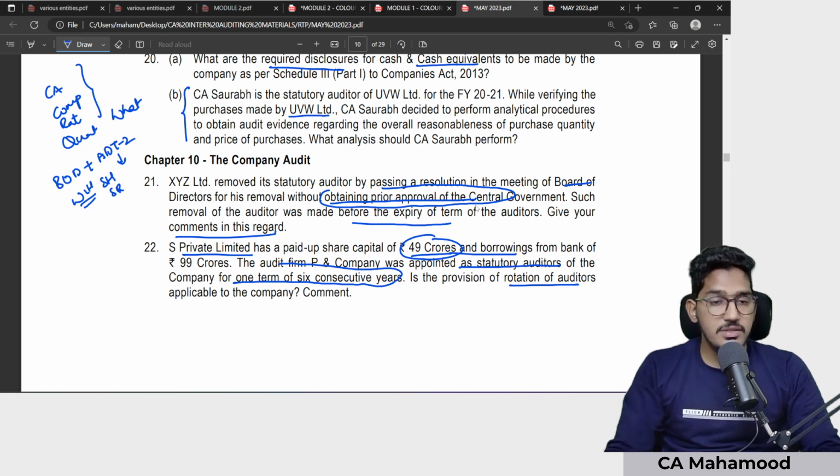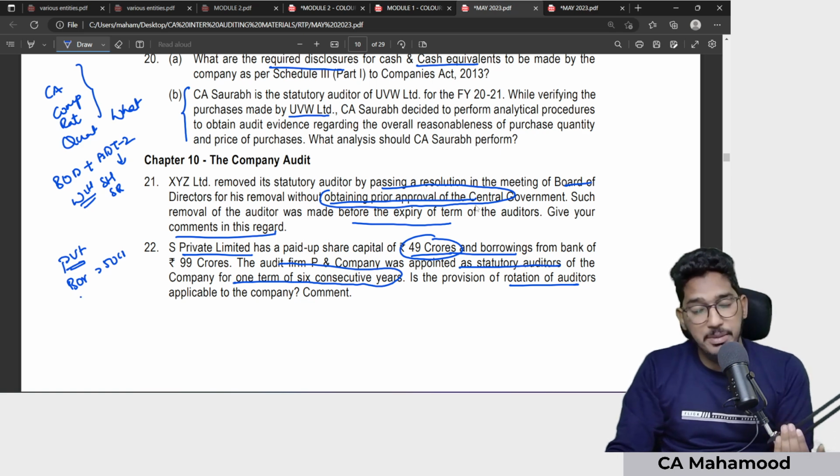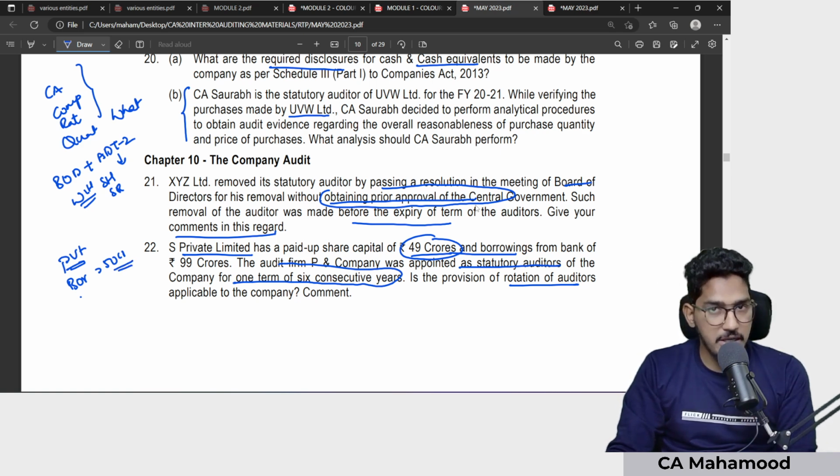Yes. Why? Because this is a question regarding applicability of rotation. For a private company, the rotation will become applicable if either their borrowings are greater than or equal to 50 crores, or their paid up capital. If any of that has exceeded 50 crores, then rotation will become applicable. In the given case, paid up capital is 49 only, but borrowings are 99 crores which have exceeded the limit of 50, so rotation becomes applicable.